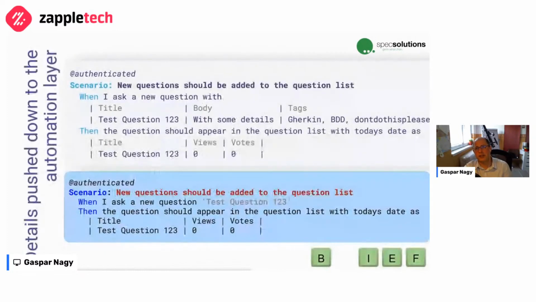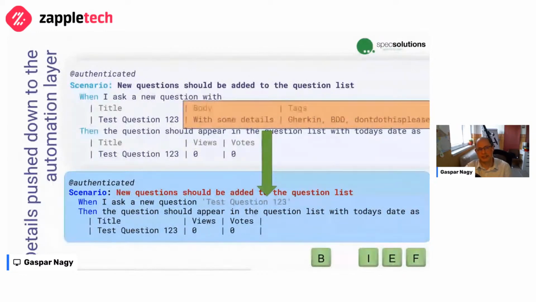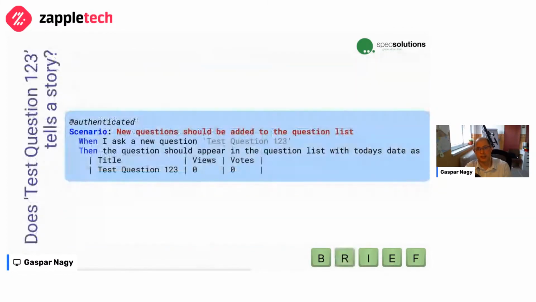Is it only working if I had a Gherkin tag on there, or does it work anyway? Yeah, fixing that is easy. Of course, you just need to remove these details from the scenario and put it down to the automation layer, where it can fill it with some useful default values if the particular field was mandatory. So now we have fixed that details, and now it's going to be looking nicer.